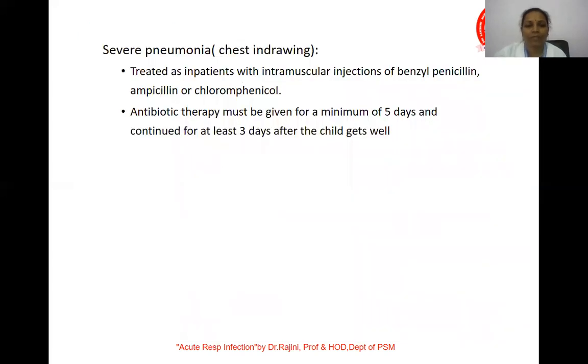Severe pneumonia is treated as inpatients with intramuscular injections of benzyl penicillin, ampicillin or chloramphenicol. Any of these drugs can be given, and before they are given, a test dose has to be given to see if any allergy, anaphylaxis or allergic reaction occurs. After that, we can go for the injections. Antibiotic therapy must be given for a minimum of 5 days and continued for at least 3 days after the child gets well.